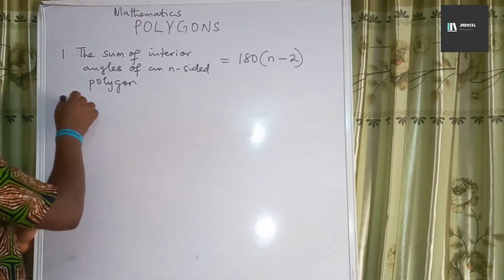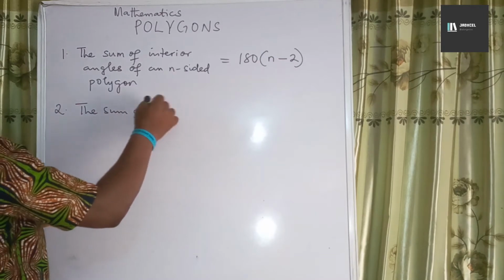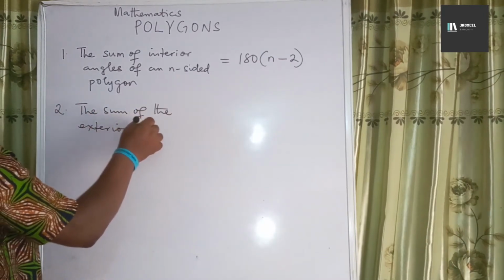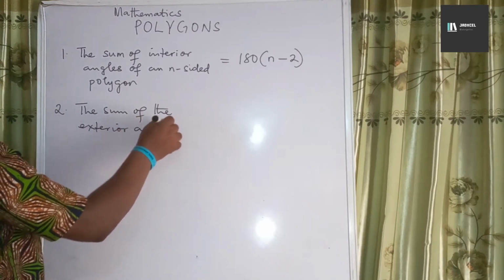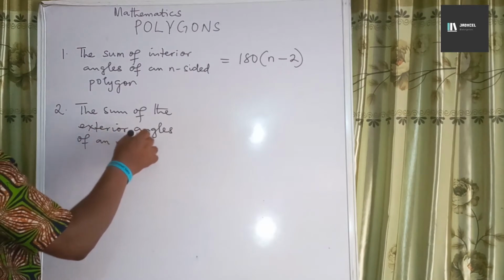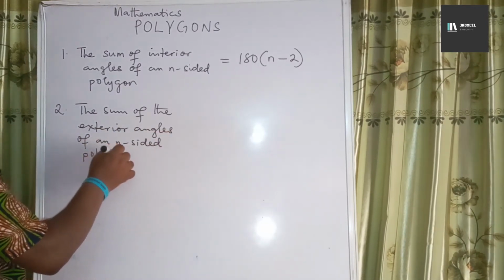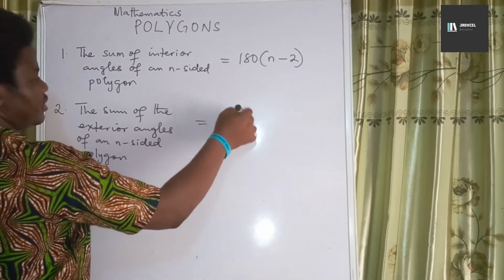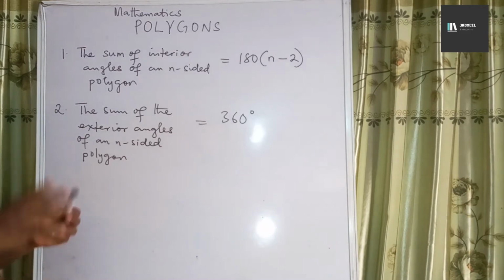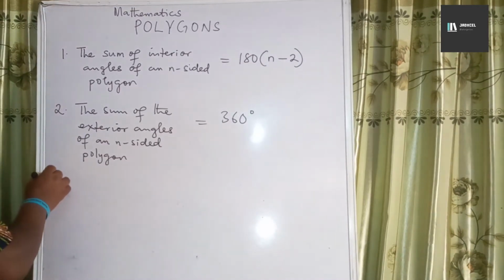Then the second one says the sum of the exterior angles of an n-sided polygon is equal to 360 degrees. Doesn't matter the number of sides of the polygon, the sum of the exterior angles is 360 degrees.